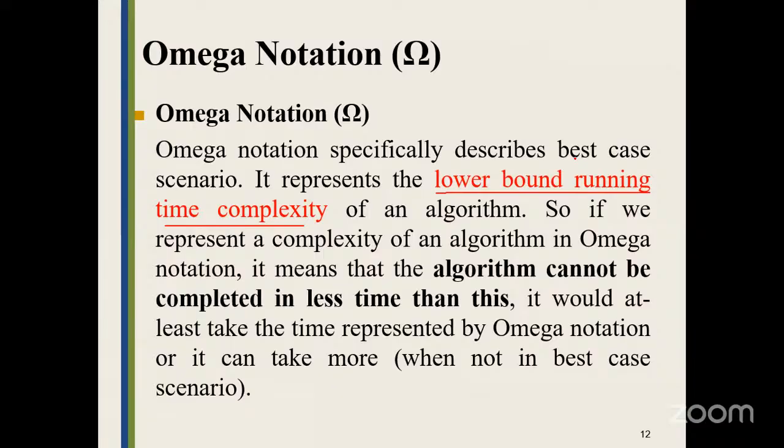If we specify the omega notation value as 2, we cannot specify the exact value as we covered just now, but to make the concept clear, I am using that. 2 seconds means we cannot execute that algorithm in less than that particular time. That is the lower bound running time, the minimum time. The minimum time is 2 seconds. It would at least take the time represented by omega notation, or it can take more when not in the best case scenario.